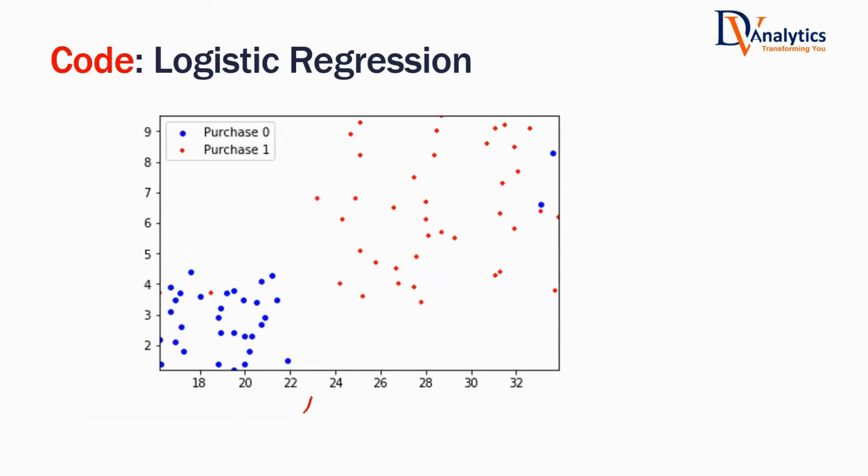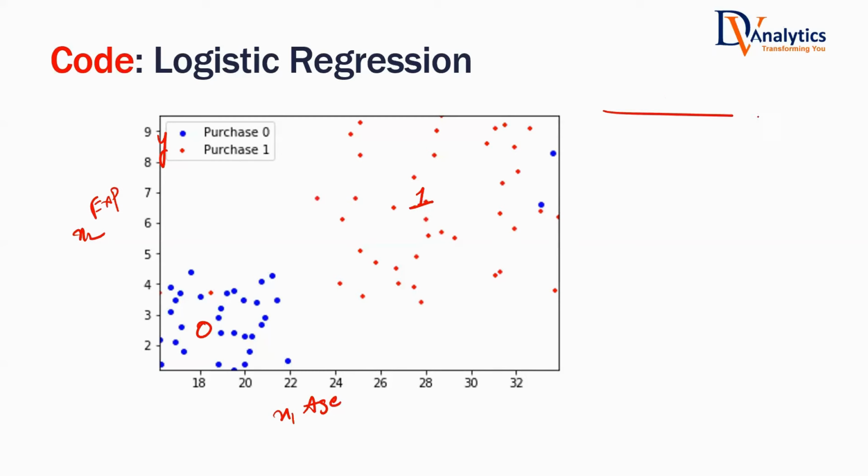In my data, on the x-axis, I have the age of the employees. On the y-axis, I have the years of experience of the employees. So this is the x1 variable, this is the x2 variable. My target variable is on the third axis, color. Some of the employees did not purchase my product. Some of the employees have purchased my product.